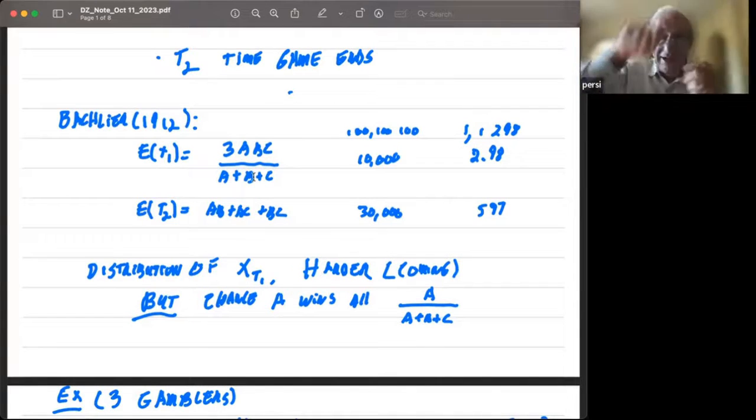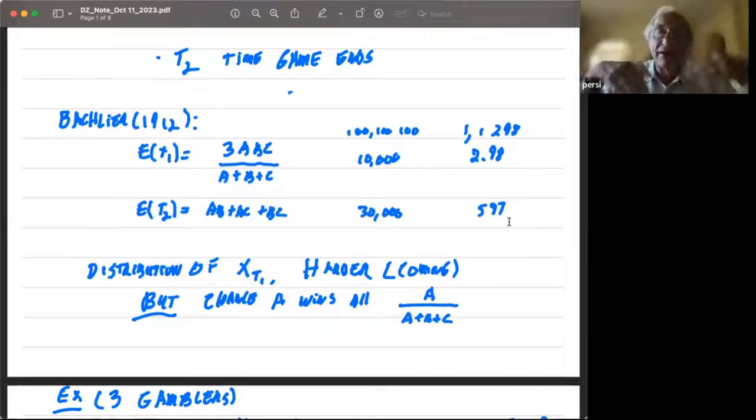T2 is the time T1 plus the time it takes the remaining 2 guys or ladies, whatever, to finish the game. Also, there's a nice formula for it: AB plus AC plus BC. That's the time it takes the whole game to finish, and that is 30,000 if you start in the middle, 100, 100, 100, and it's around 600 if you start in the corner, 1, 1, 298.